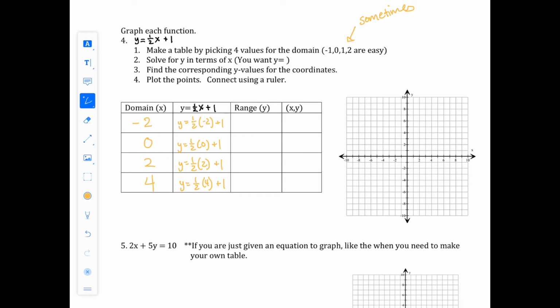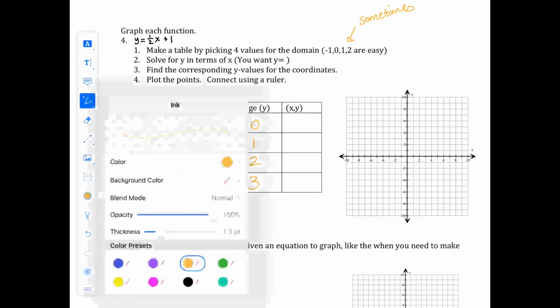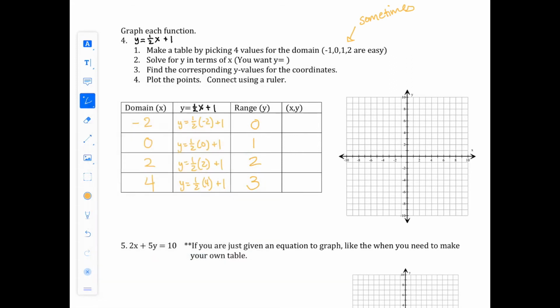Our next step is simplifying that y value so that we can find the range of these few select ordered pairs. And we have this. Next, we write these as our ordered pairs, and we plot those points on our graph, and we can see the general trend of this line.